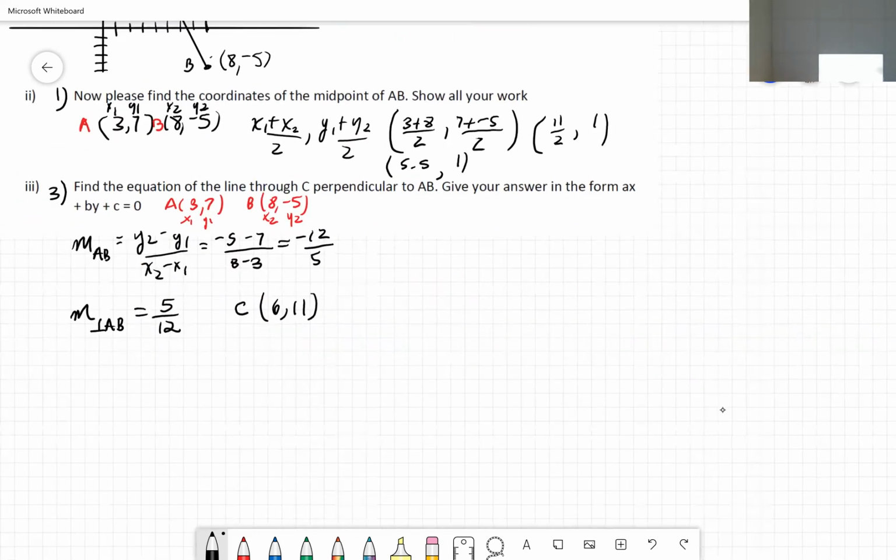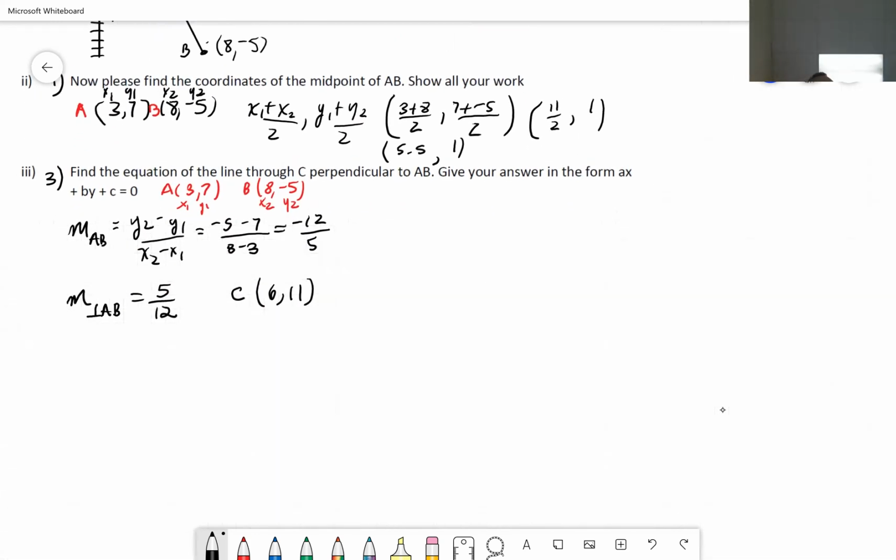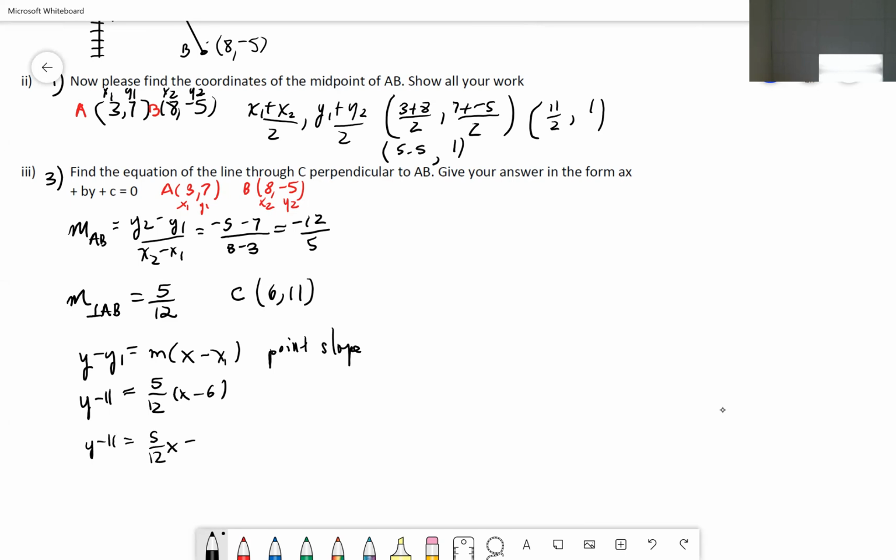So (6, 11) is the point for C, and now we have everything we need. We have y minus y1 equals m times x minus x1. This is your point slope form. And you're going to write y minus 11 equals 5/12 times x minus 6. And so y minus 11 equals 5/12 x minus 30 divided by 12. Agree or disagree? Is this what you guys did?